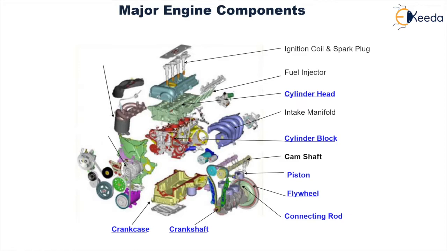Then you have the three-way catalyst. It is mounted in the way of the exhaust gases in order that harmful elements are taken out of it before releasing them into the atmosphere. Then you have the alternator, which serves as a power source. Then individually we'll see the major engine components.